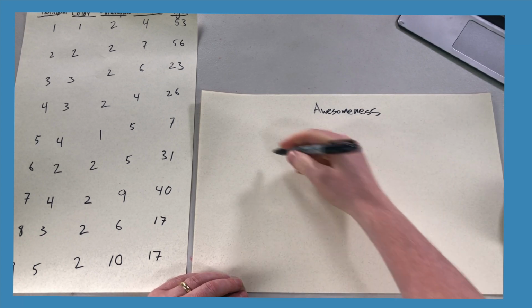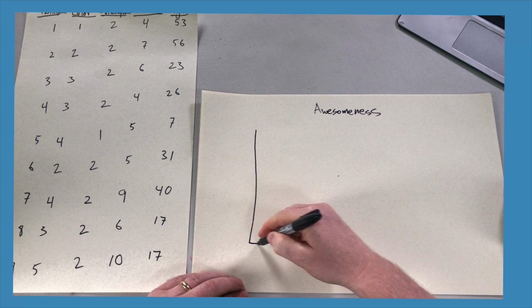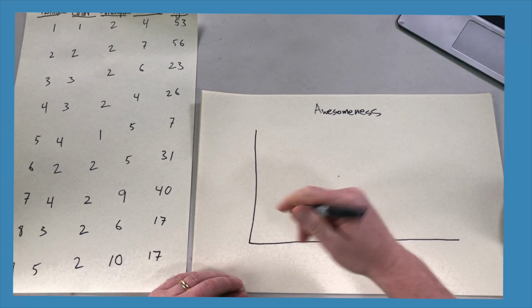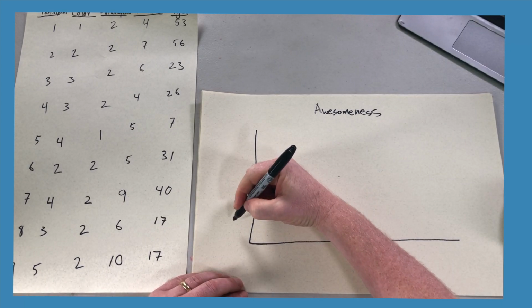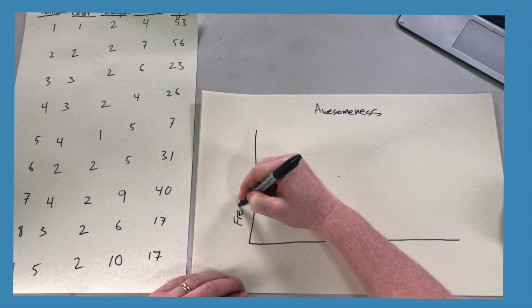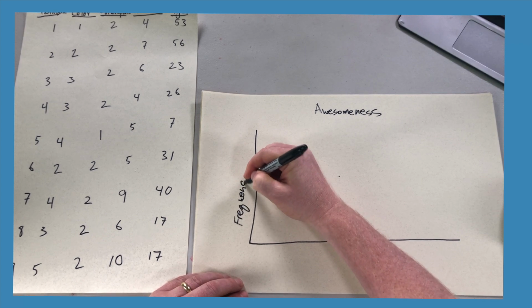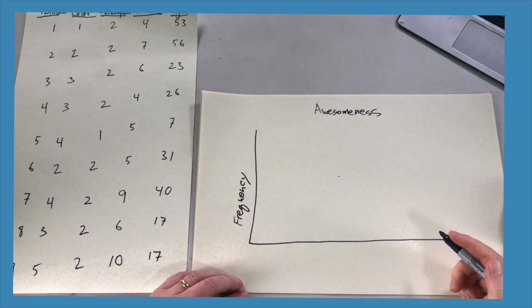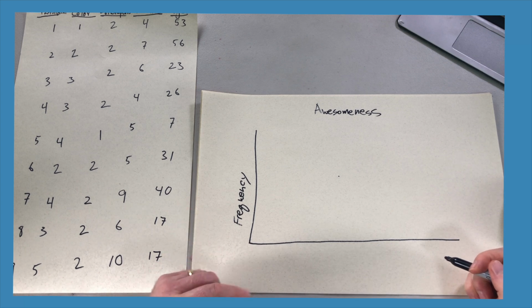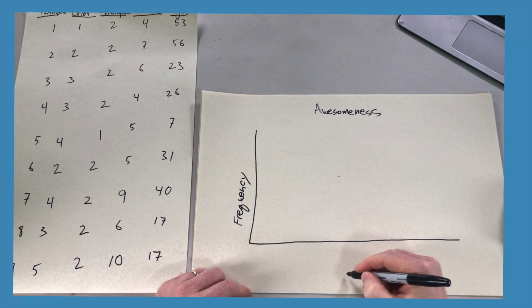Okay? Just like with the bar chart, we are going to make an x-axis and a y-axis. This is the x-axis, this is the y-axis. And guess what? Just like with the bar chart, we are going to have this be called frequency. That means how many times does the score actually occur. However, this x-axis is going to be awesomeness.